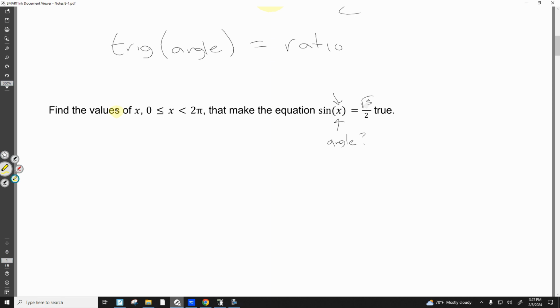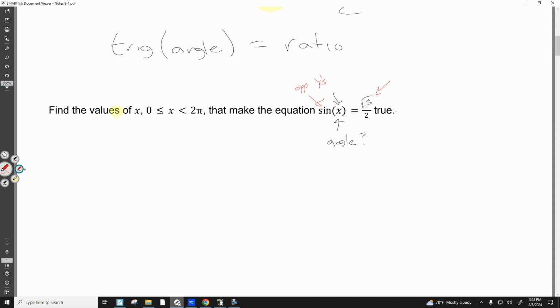Oh, values of x. You guys are most of the way there, which is good. Here's how I think about it. Listen. First, I pay attention to the trig function, which is sine, which deals with the opposite, which deals with the y's. And I pay attention to the ratio. I want my opposite to be root 3 over 2.